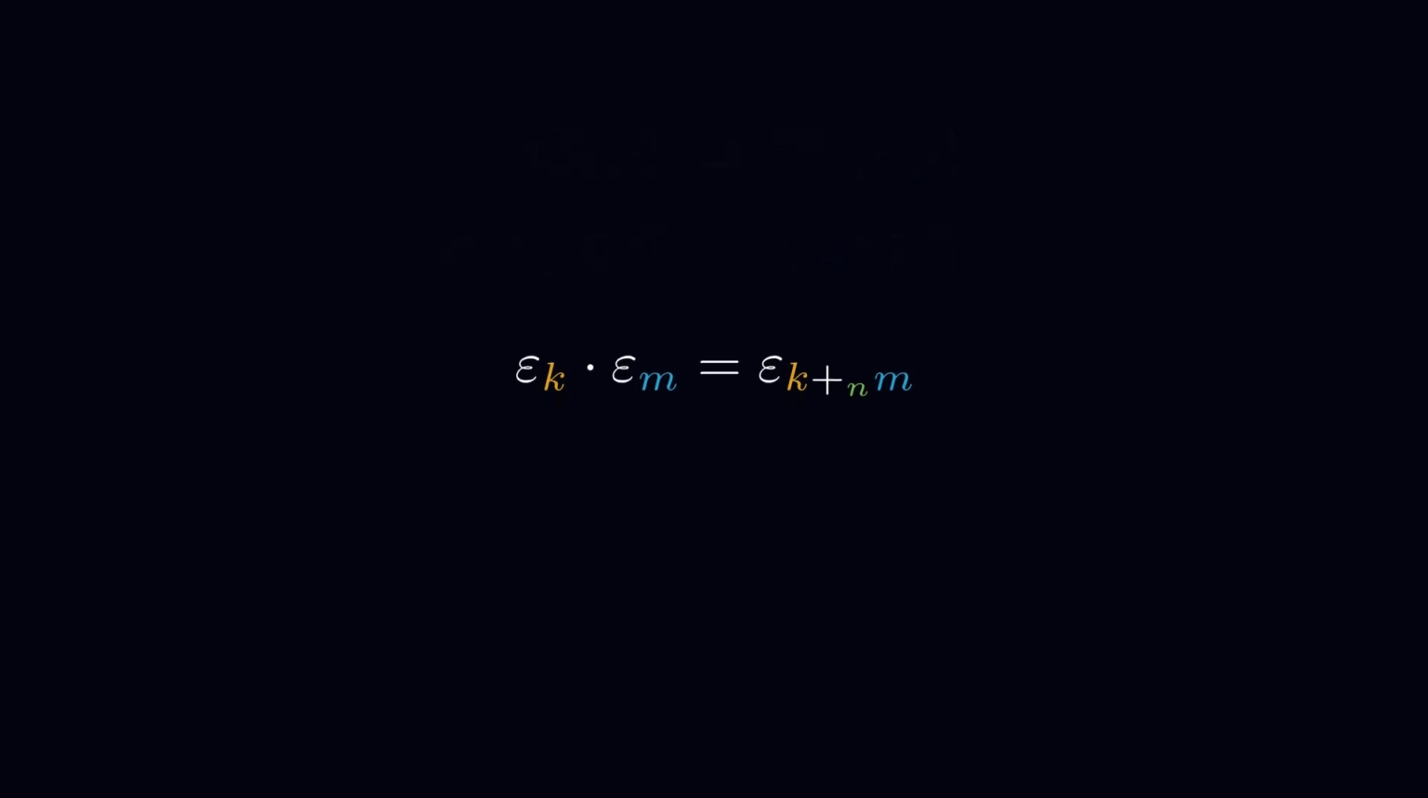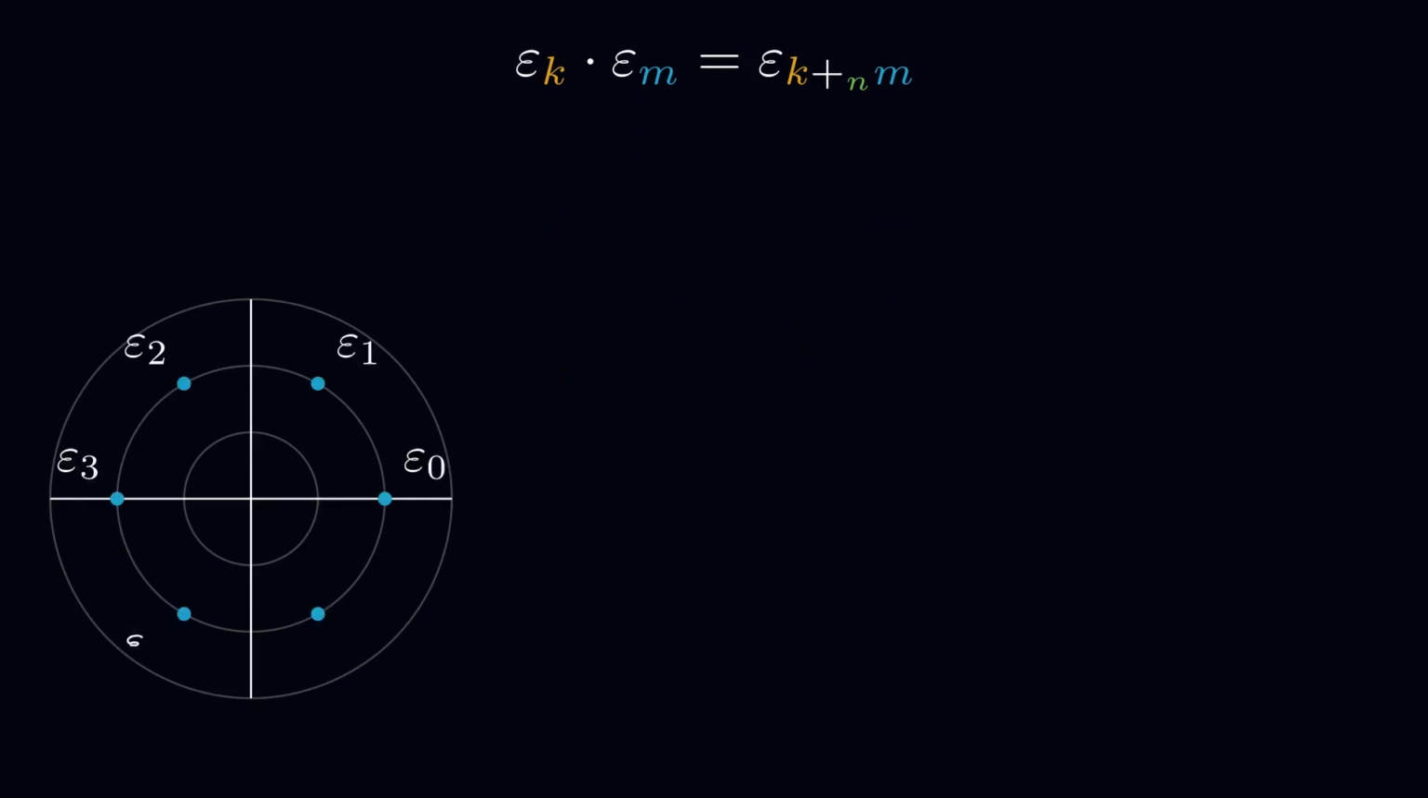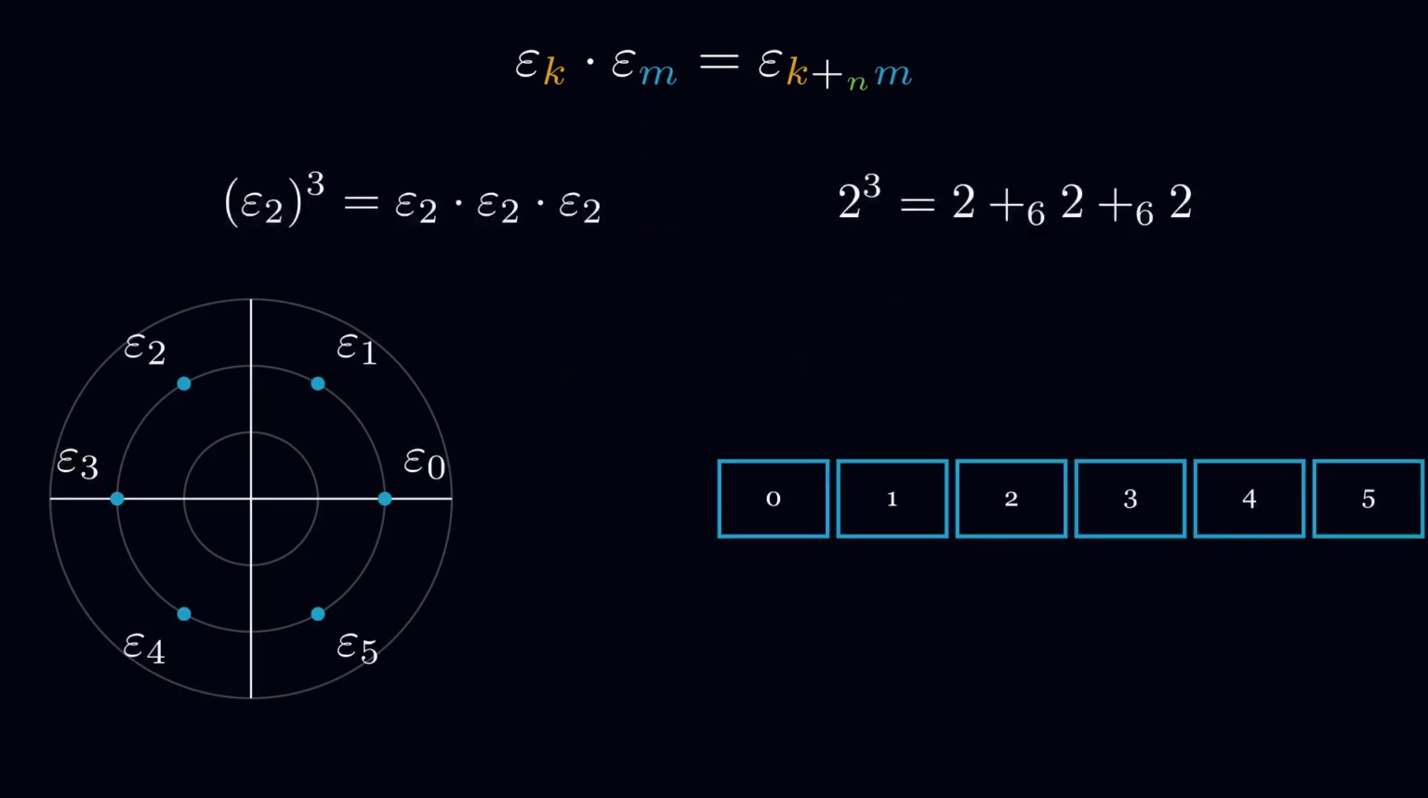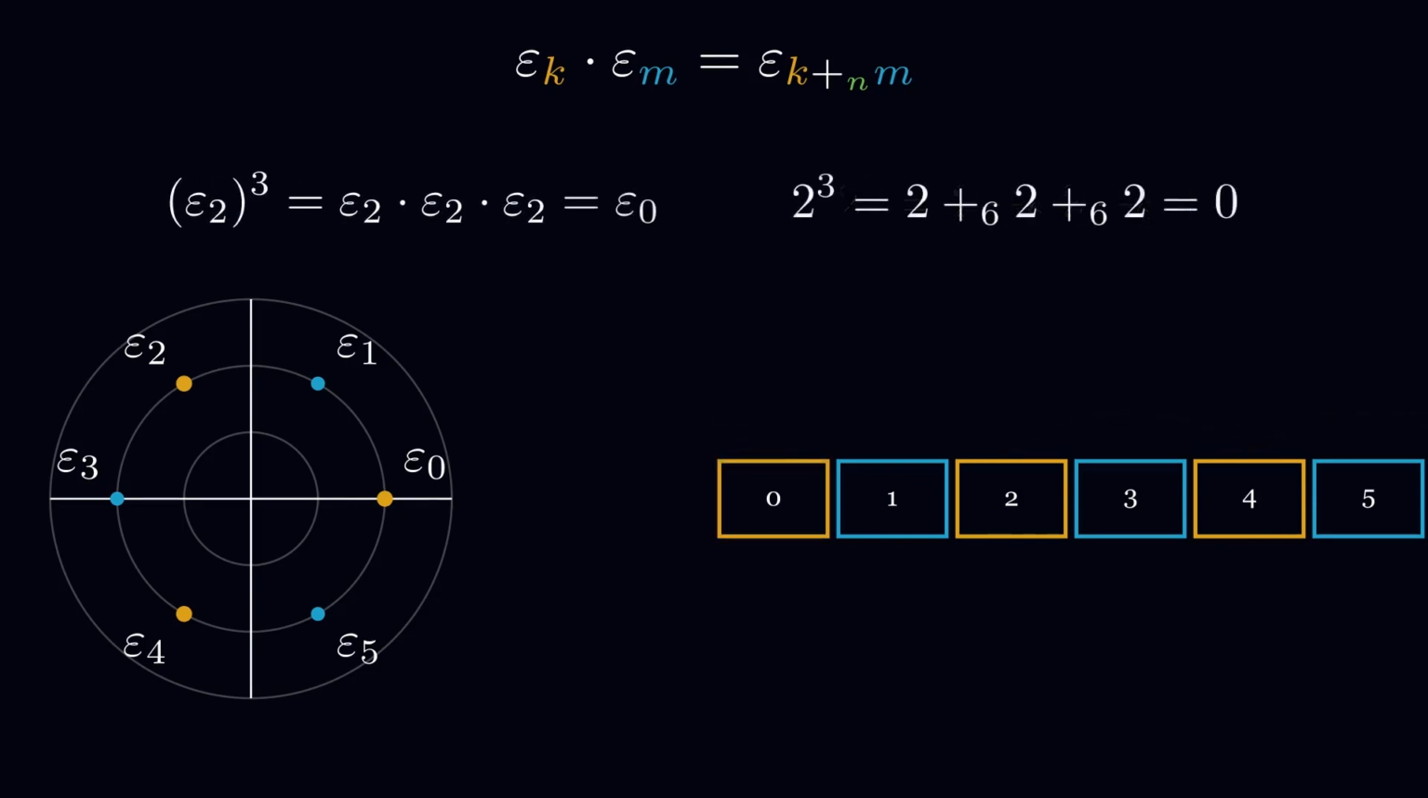Now we can look at the example. Epsilon 2 cubed is in a sense the same as taking 2 to the power of 3 in Zn group. Epsilon 2 times epsilon 2 is epsilon 4, and epsilon 4 times epsilon 2 is epsilon 0. Likewise, 2 plus 2 modulo 6 is 4, and 4 plus 2 modulo 6 is 0. It means that we can consider our problem in terms of Zn group instead of En group, which is much easier.